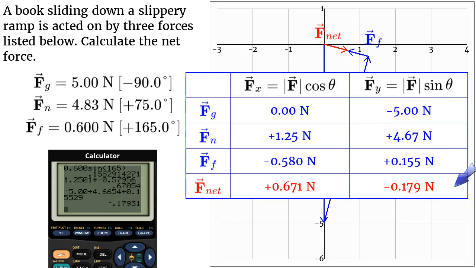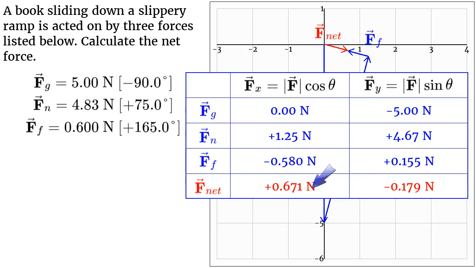Now that we've totaled the x and the y components, we can compare the results to our vector diagram. So the x component is just under 0.7 newtons, which tells us that this red arrow representing the net force, the tip of the vector should be at around 0.7, reading it off the x-axis. And then on the y-axis, the y component is negative 0.179, so the y-coordinate of the tip of the vector should be just under negative 0.2.